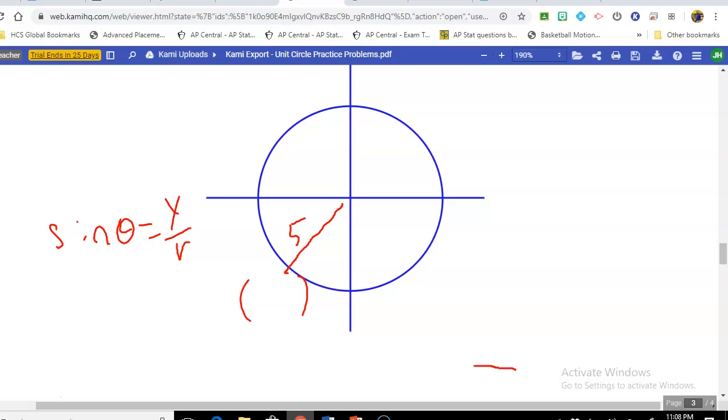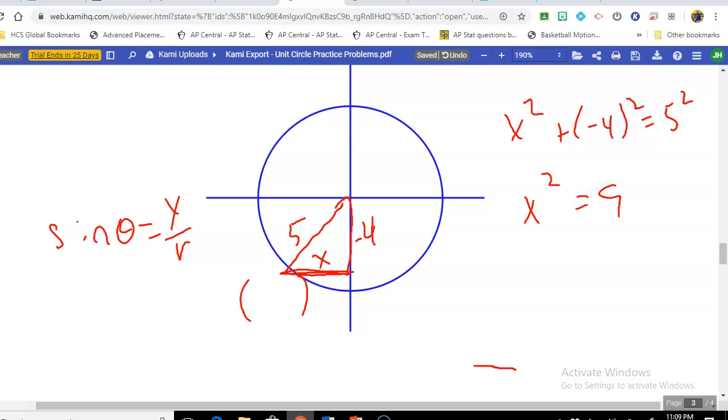So our radius is 5. Our y coordinate means that we're going to go down 4 because it's negative, and we have to find our x coordinate. So you can imagine we'll use the Pythagorean theorem there. So we'll say x squared plus (-4) squared is equal to 5 squared, and hopefully you'll find that x squared is 9, and we get that x is equal to 3, positive or negative.